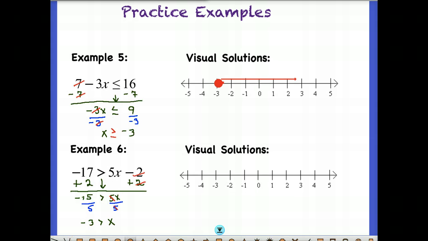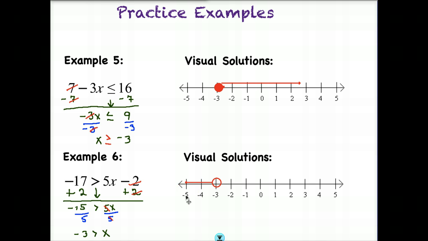Okay, when I draw my circle, it's going to be an open circle at negative 3 because it's not a less than or equal to, it's just a less than. And then when I draw my line, the key is reading this correctly. X has to be less than negative 3. So what I want then are all numbers that are less than negative 3.